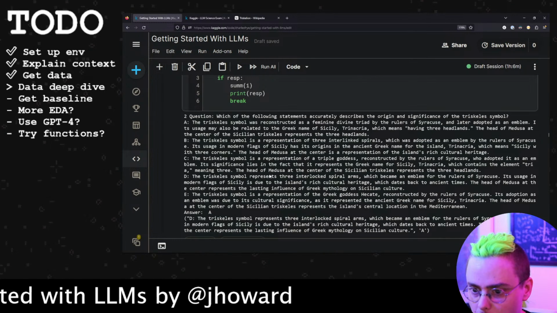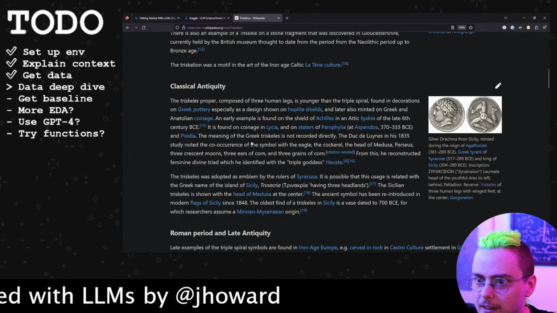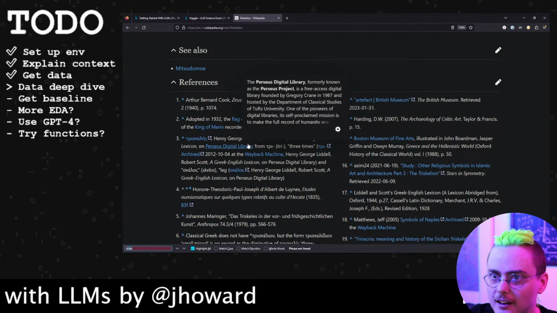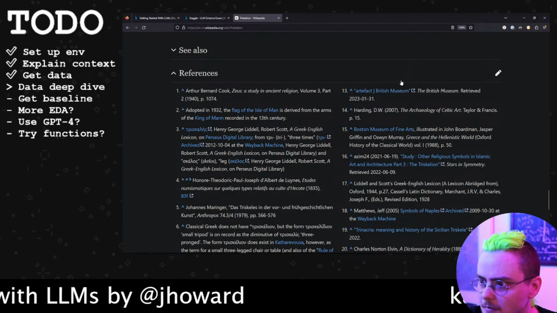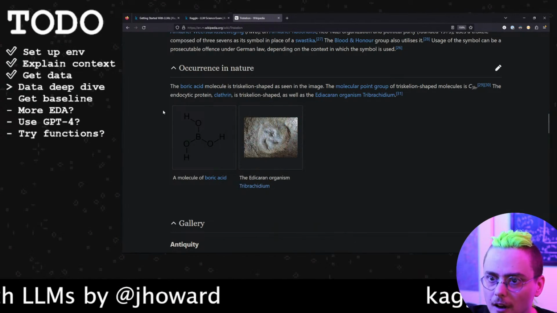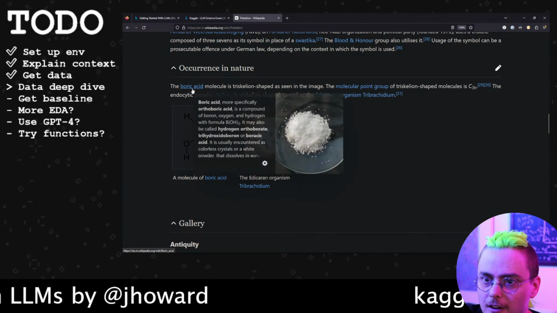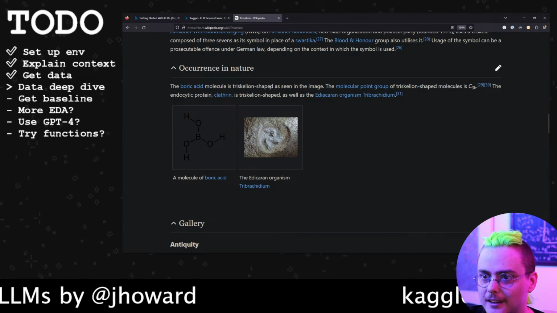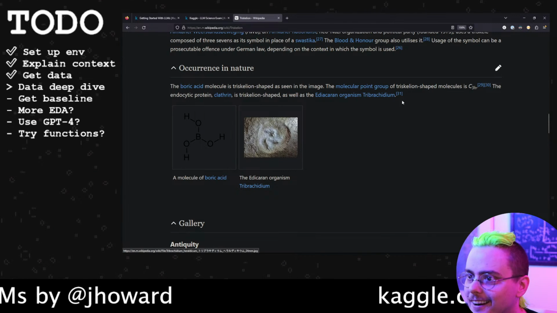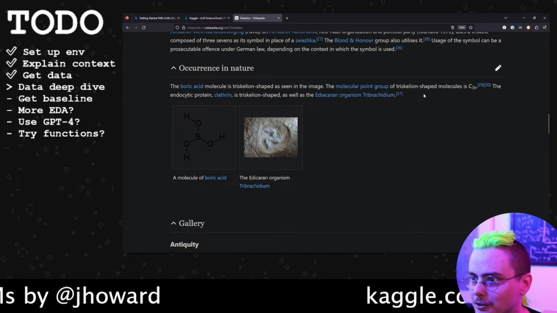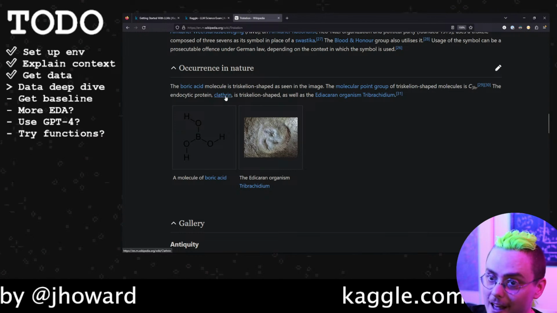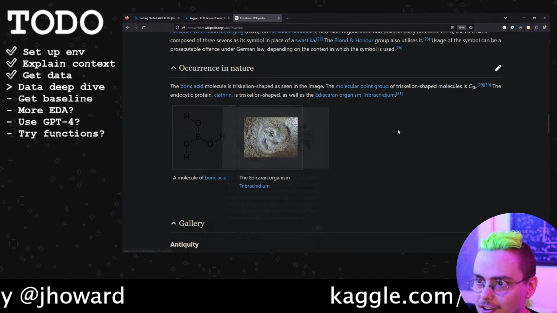So I did that a little bit manually. I'm actually kind of curious why this is even a scientific symbol. I don't see the word science anywhere in this page when I Control-F for science. Okay. Occurrence in nature. The boric acid molecule is Triskelion shaped as seen in the image. So that's this image here. The molecular point group of Triskelion shaped models is C3H. The clathrin, the protein, is Triskelion shaped.